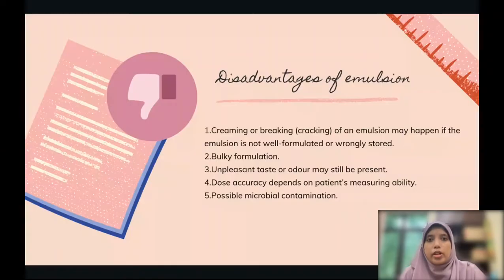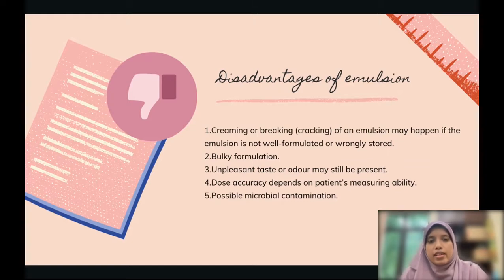Among the disadvantages of emulsion include creaming or breaking. Breaking is also referred to as cracking, okay? And this can happen to an emulsion if it is not well formulated or wrongly stored. Storage of an emulsion is important, and if we store it in an extreme temperature, as an example, too cold or too hot, the two phases may separate, okay? They may get separated, and this will lead to either creaming or cracking.